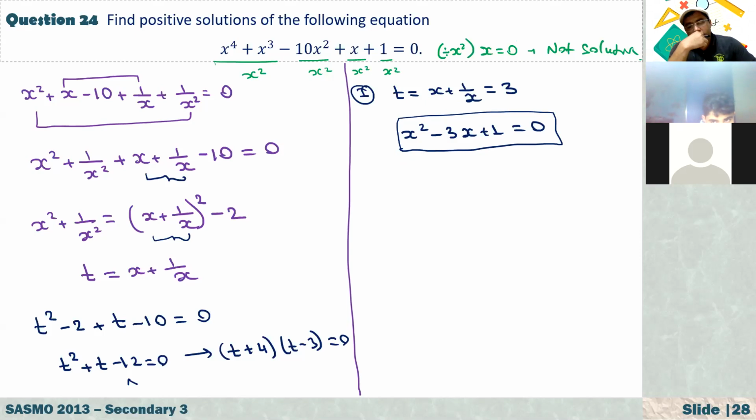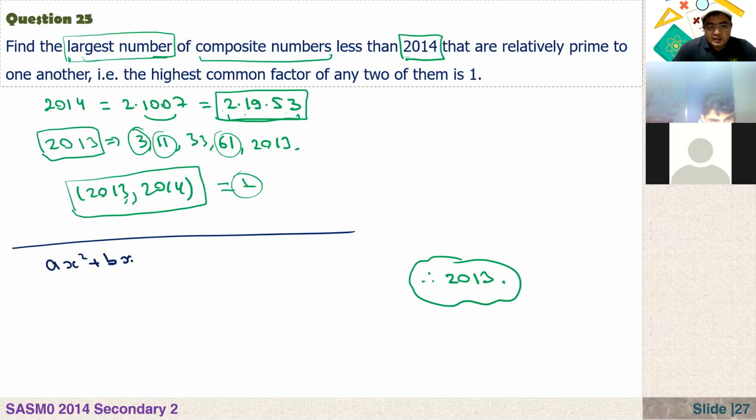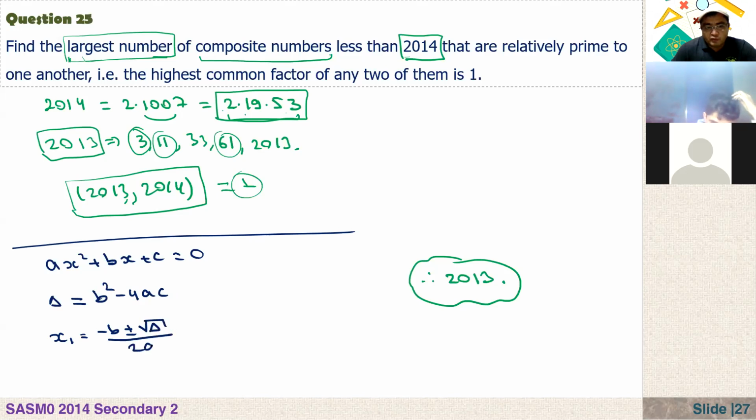Which quadratic equations? So if you're given, for example, let me just write here, ax squared plus bx plus c is equal to 0. How do you solve this? Yes, first the discriminant is equal to b squared minus 4ac, right? And if it is greater than 0, then x1 equals minus b plus minus square root of delta over 2a.